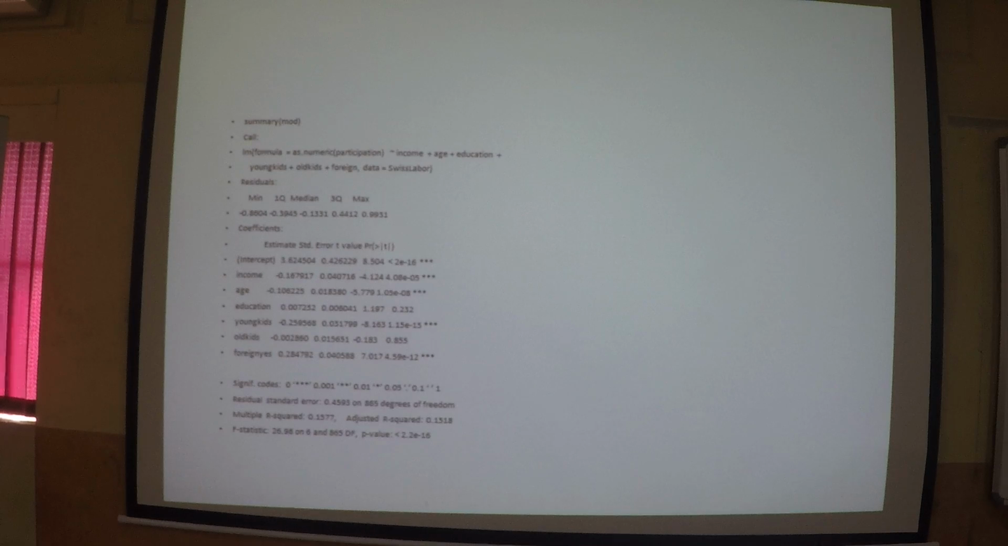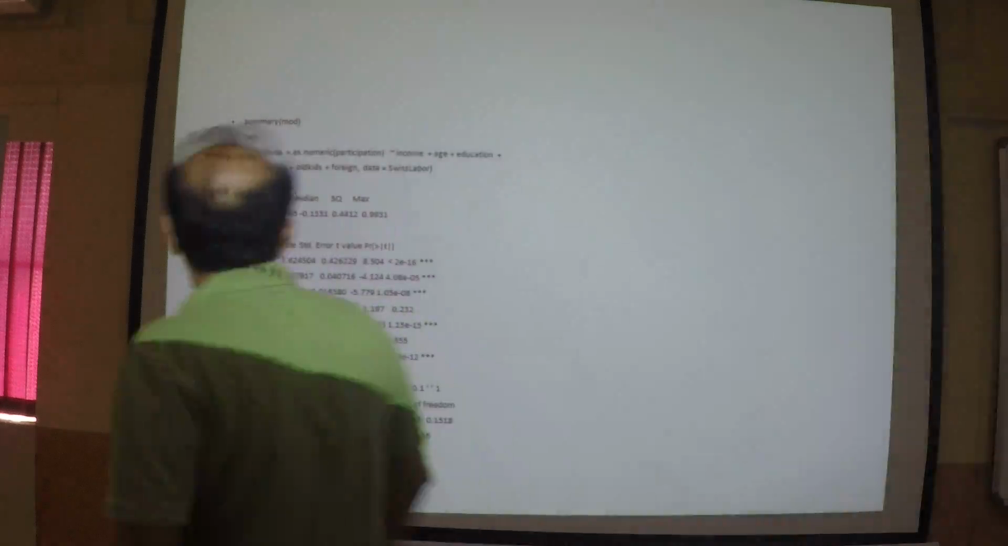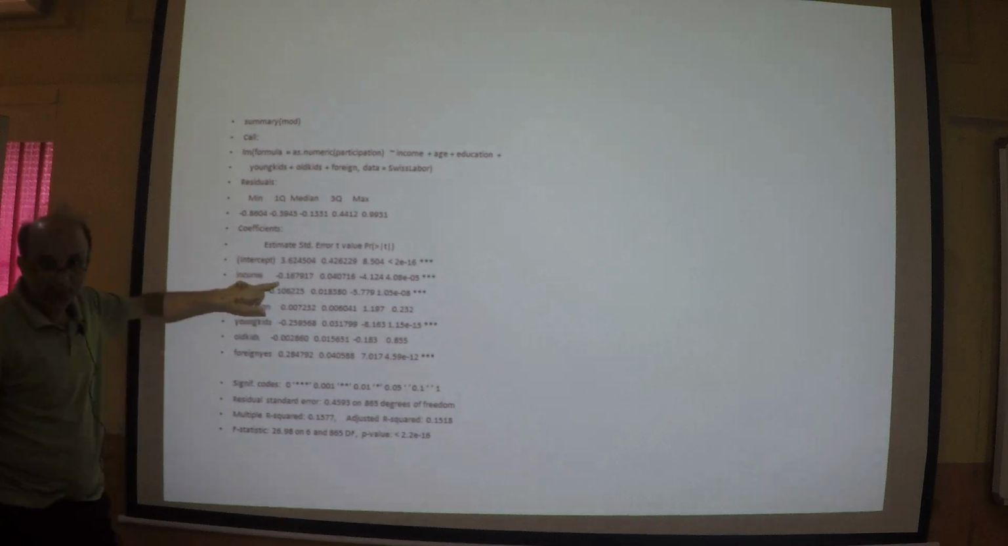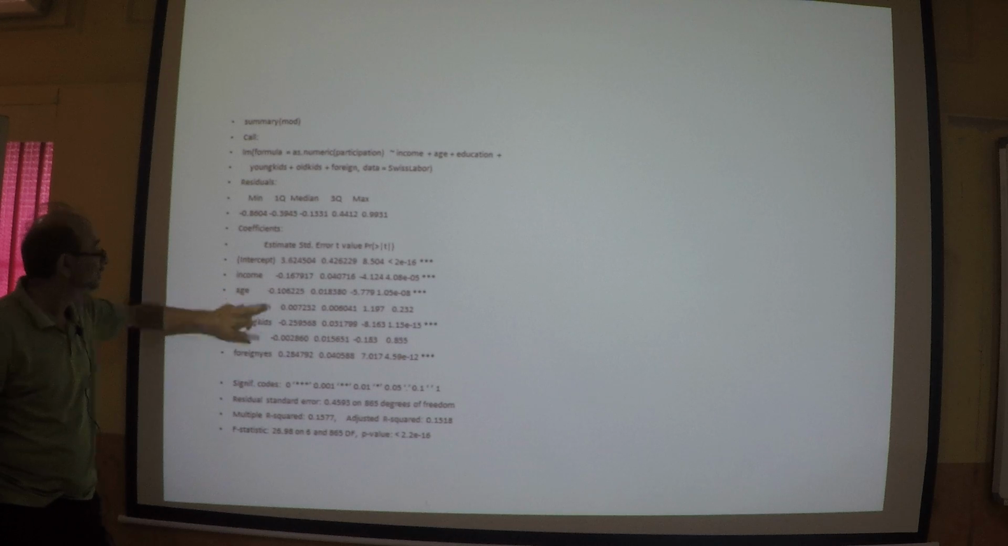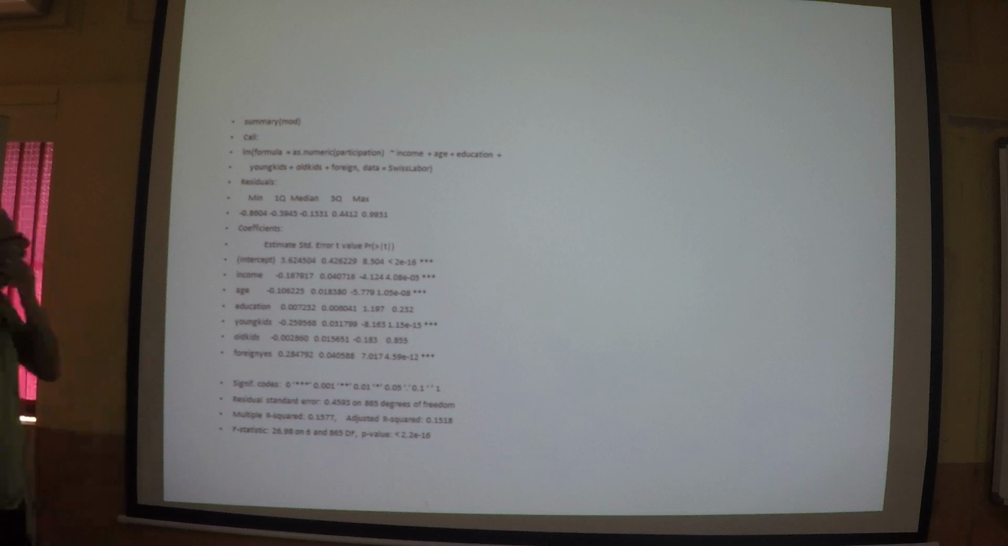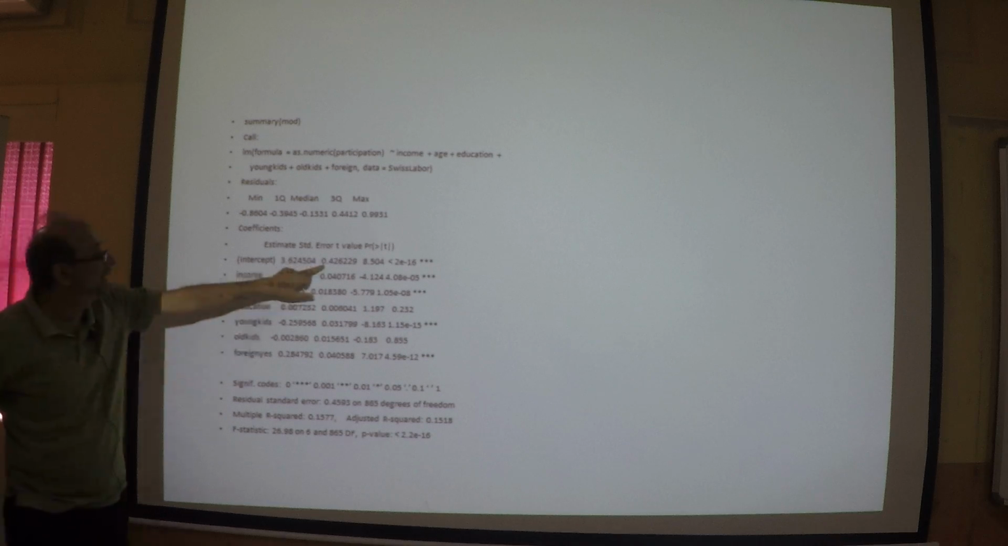So if you do a regression, I am sorry for the small font, but this is the output. What is the output? The intercept is 3.624504. The coefficient of income is minus 0.167916. Age is minus 0.105225. Education is 0.00723. Young kids is minus 0.259. Old kids is minus 0.025. And foreign is 0.28. Foreign, yes. So foreign yes is coded 1. That's what R will tell you. Right? Okay. Now, this is the standard error.